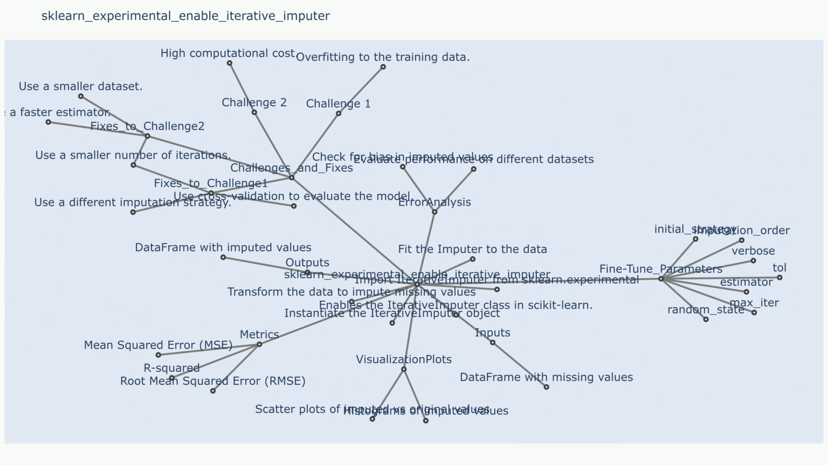Challenge 4: convergence issues. The imputer may fail to converge within the maximum number of iterations. Sample use case that resulted in challenge 4: a dataset with complex relationships between features and a high percentage of missing values. Fixes to challenge 4: increase the maximum number of iterations, max iter. Adjust the convergence tolerance, tol. Or explore different imputation strategies.